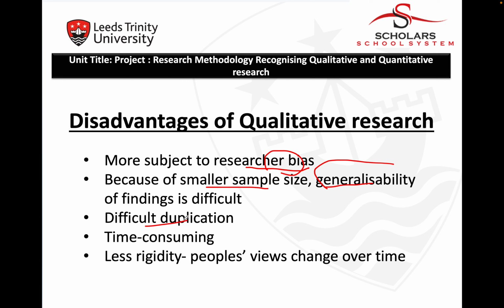Duplication of findings. In quantitative research, when you say something solid, you say, I've done this survey, these are the questions, so it's easy to duplicate. It's easy for another researcher to take the same survey and do it in another population, but that's not the case in qualitative research. It requires more time to do those interviews and more time to analyze the findings, so it is quite time consuming compared to quantitative research.